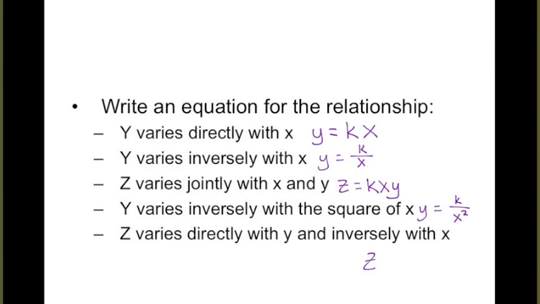So the last one, z varies, so z equals. Directly tells us a multiplication, so directly with y, so we're going to multiply with y, and inversely with x, so we're going to divide with x. You only need one k per problem, no matter how many different types of variation are in there, or how many different variables are in there. One k can cover it all. So this one we want directly, so a multiplication with the y, and inversely a division with the x. Questions?